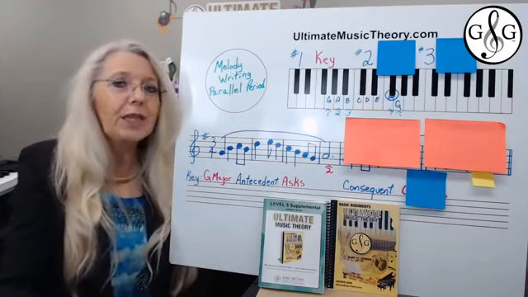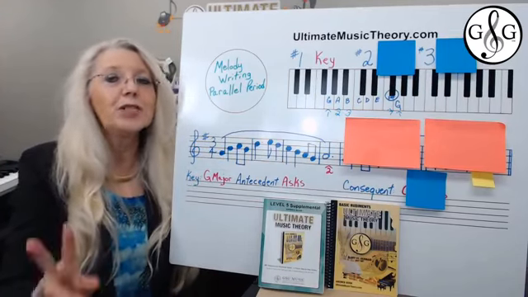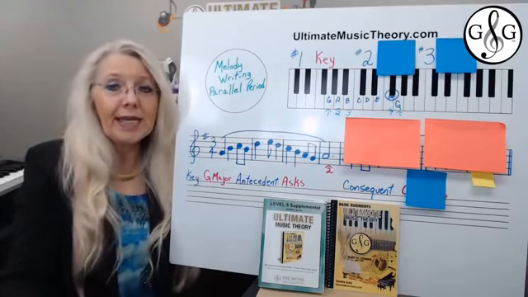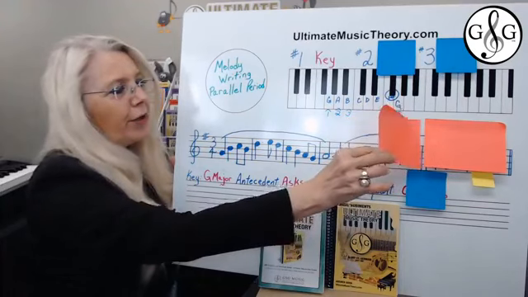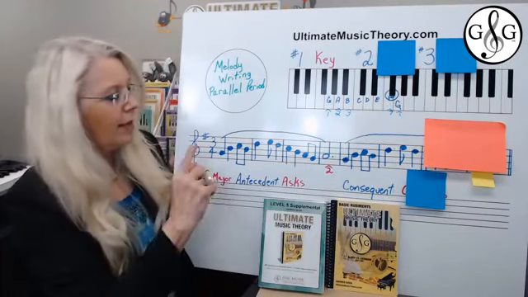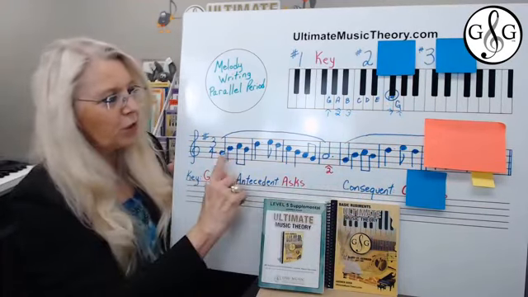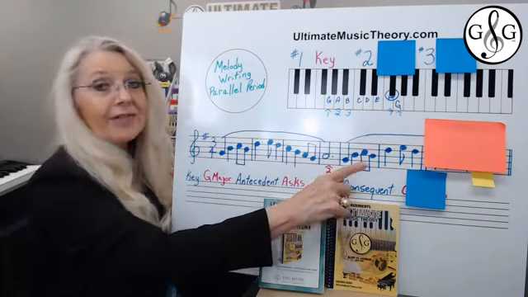So a parallel period consists of 2 phrases beginning with the same melodic and rhythmic pattern. So measures 1 and 2 are repeated in measures 5 and 6. So when we're writing a parallel period, we want to have the same melodic and rhythmic pattern in measures 1 and 2 as in 5 and 6.